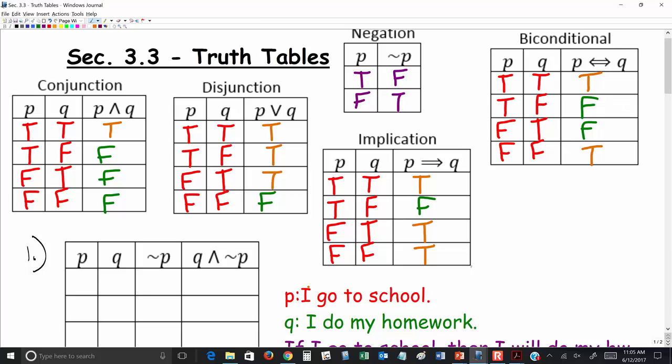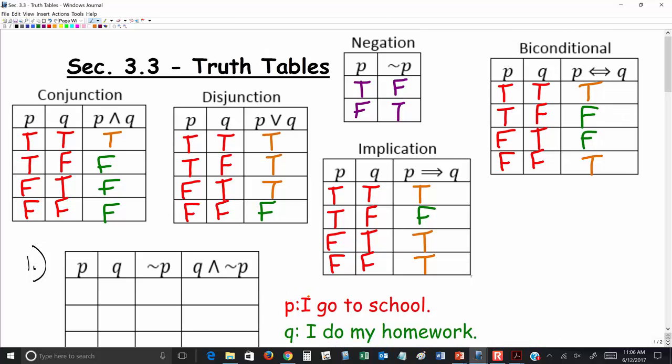Okay, because the double arrow is basically just like P implies Q, and also Q implies P. So P implies Q has to be true, and then also Q implies P has to be true. So that works if they're both true or both false. But if one of them is true and one of them is false, then it's false. Okay. All right, so we're using that information to fill out all of our truth tables.